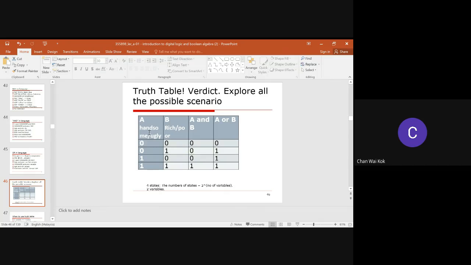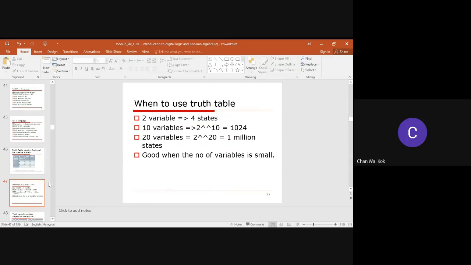Okay. The number of states is 2 to the power of the number of variables. Okay. So if you have 2 variables, it will be 4 states. Then next one is if you have 2 variables, you have 4 states. If you have 10 variables, you have 1,024 states. If you have 20 variables, you have close to more than 1 million states.